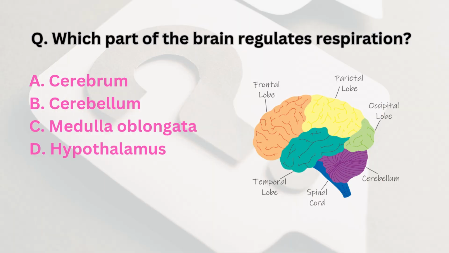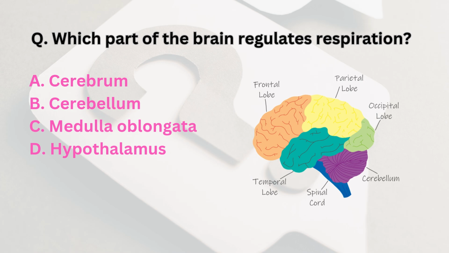Let us start with the first question. Which part of the brain regulates respiration? The options are cerebrum, cerebellum, medulla oblongata, hypothalamus. First we will see the meaning of these options or alternatives.